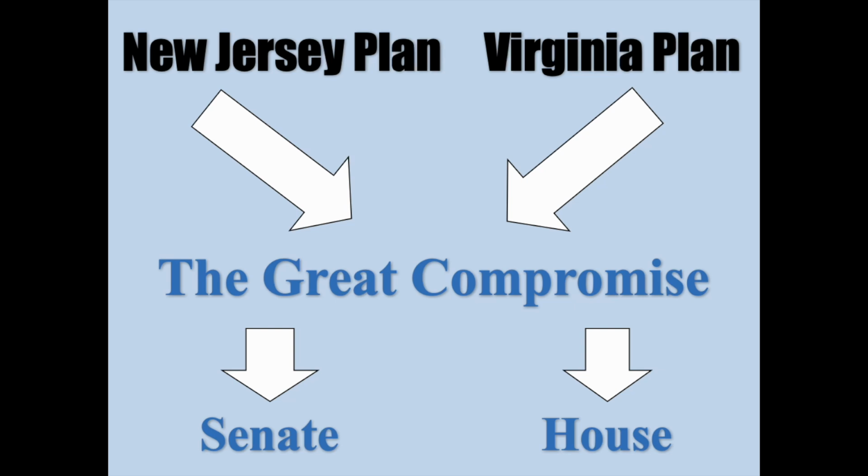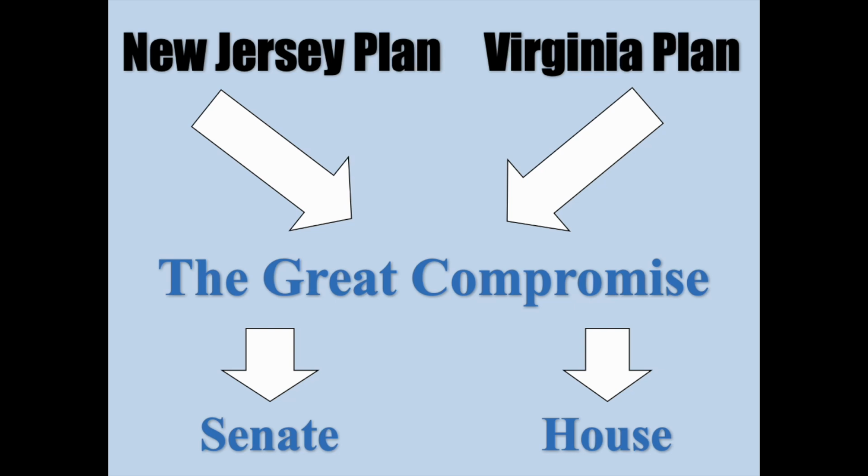To break the impasse, convention delegates adopted the same model that had been written into the Massachusetts state constitution. The Great Compromise formed a bicameral Congress, a two-house, two-chamber national legislature comprised of the House of Representatives and the Senate. The House of Representatives members would be based on population, therefore states with larger populations would send more members to the House. The Senate would be based on state representation. Each state would send 2 senators to the chamber. Thus, each state had equal representation in the Senate.